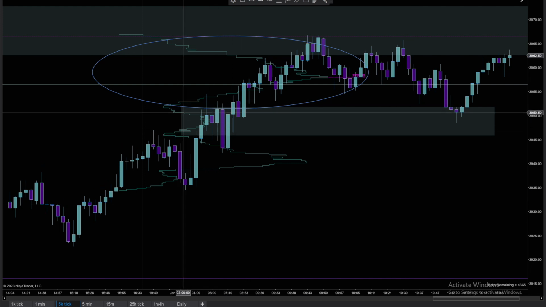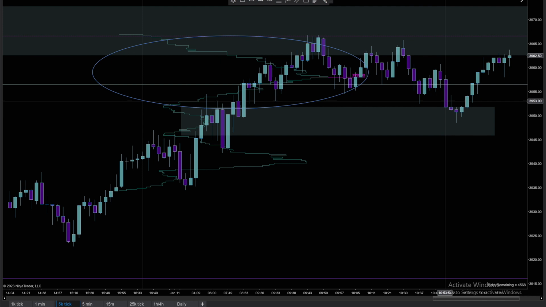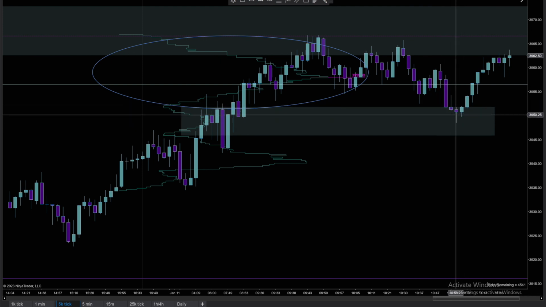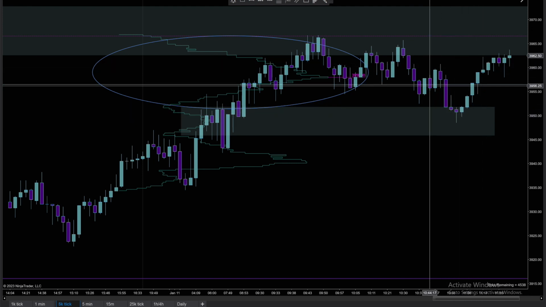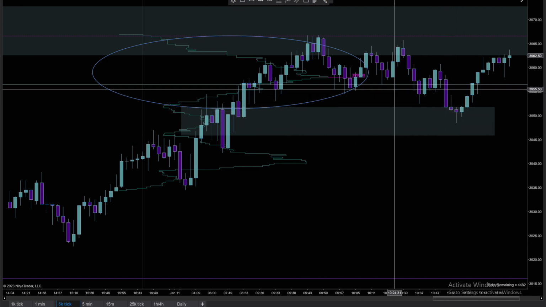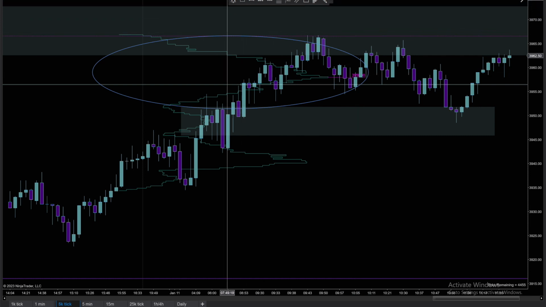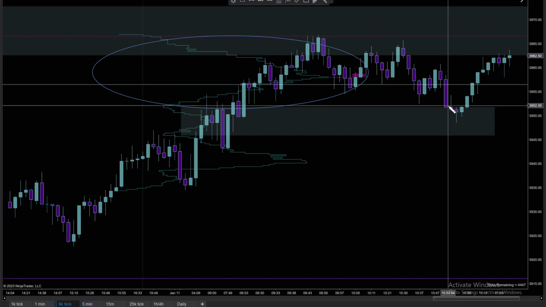This is the volume cluster. So this is the last area of demand before we pushed up and found acceptance up here. We came back and tested that, and then we got this nice move up. Now, at the very least, you could have entered here off the break of this candle and gone for a retest of this previous POC. That would have been a perfectly acceptable trade.